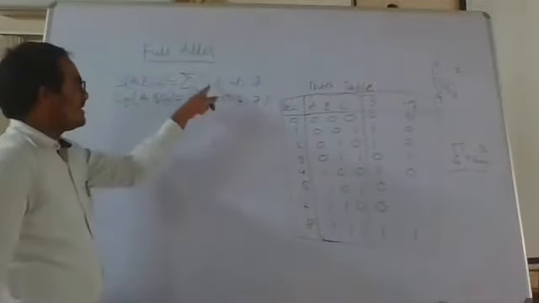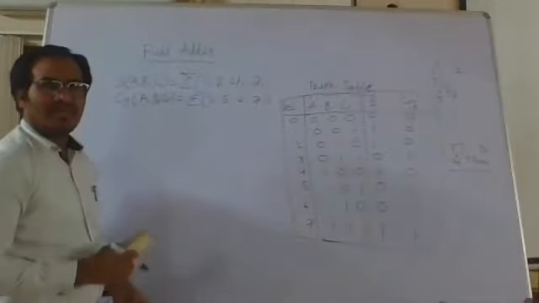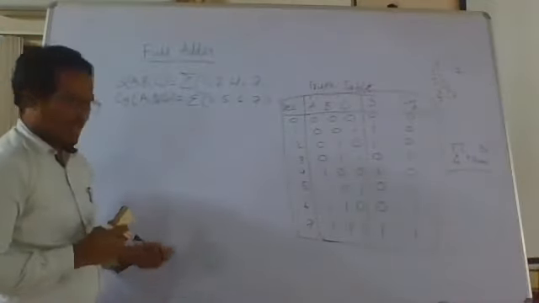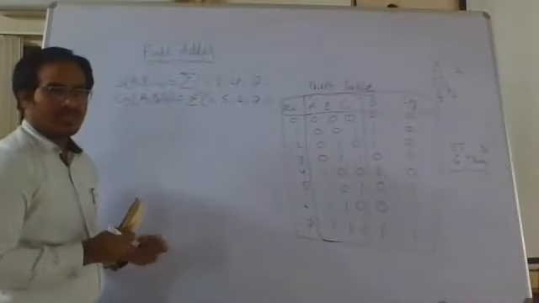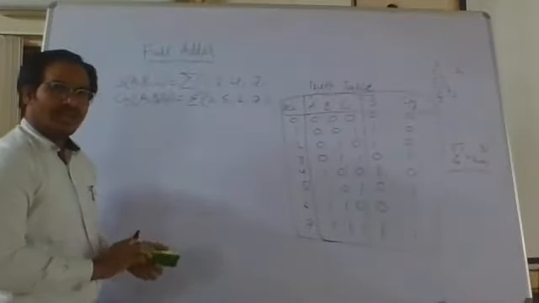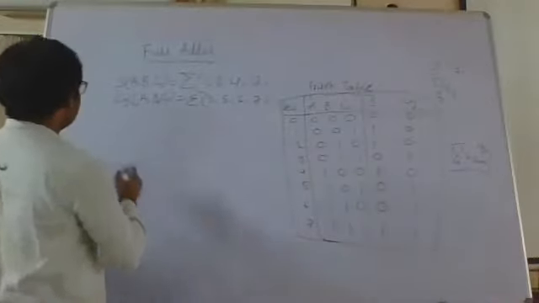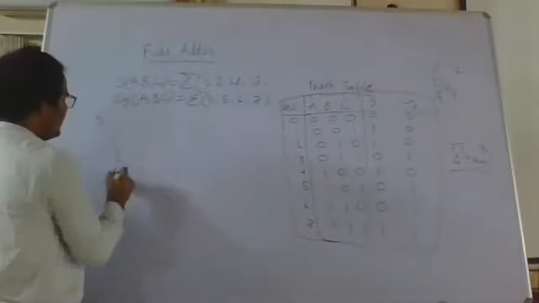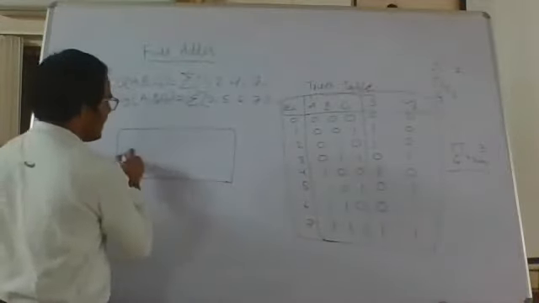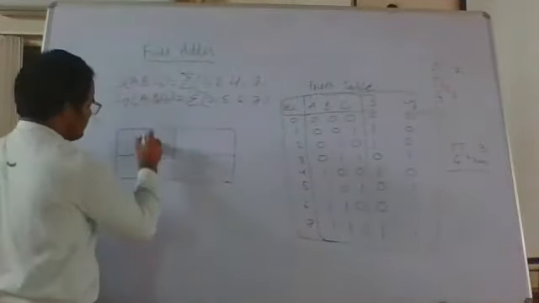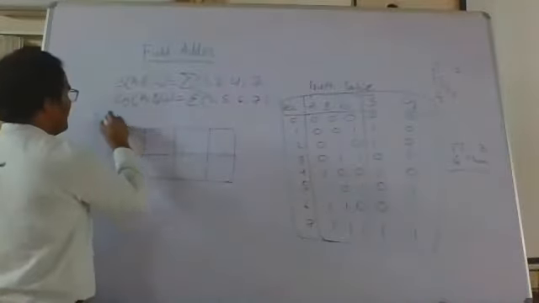We have already solved this example in the case of the 3 variable K-map examples, and there we called it the odd function. Don't worry, I will solve it once again. So we have to solve for the sum. Let us draw a 3 variable K-map, which consists of 8 cells.